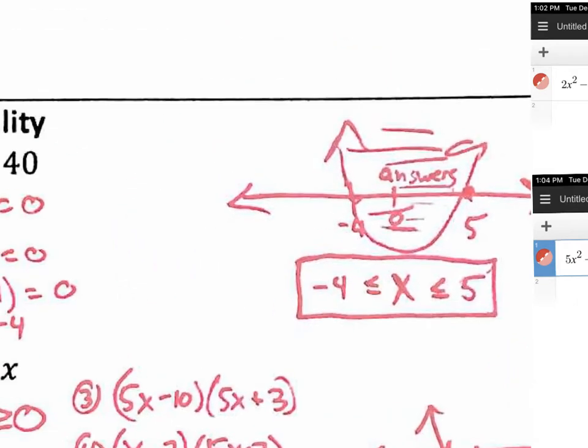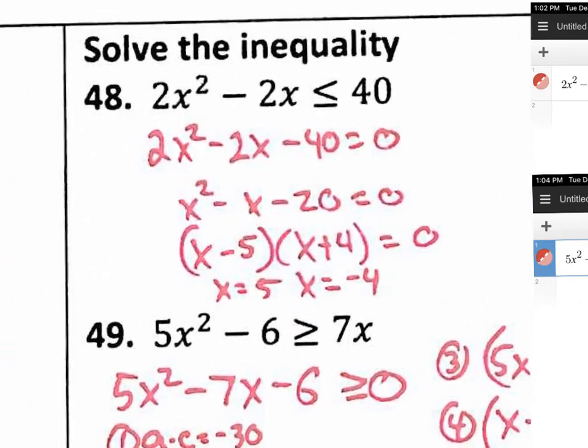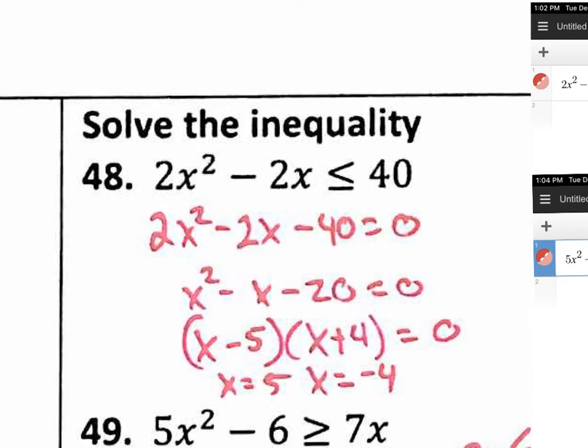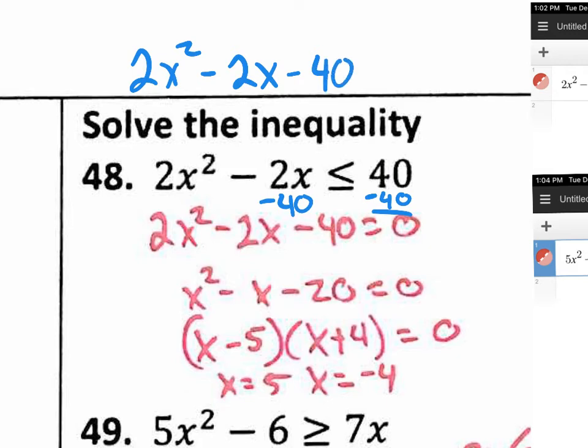Now, here's a shortcut. Since you're able to use Desmos, I would rewrite this by subtracting 40, leaving it as an inequality: 2x squared minus 2x minus 40, less than or equal to 0. And guess what? If you type that into Desmos as an inequality, check it out.